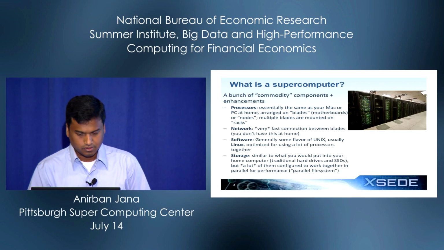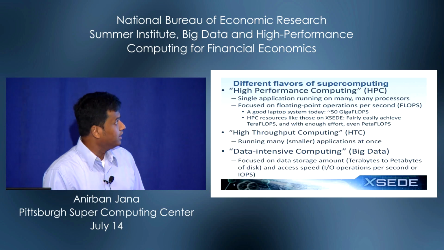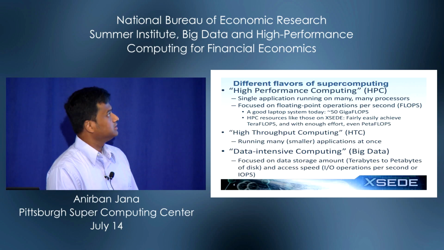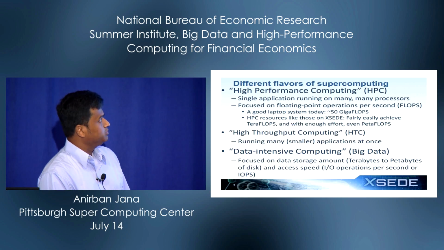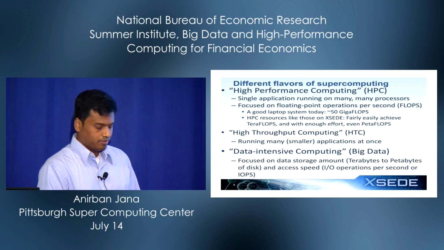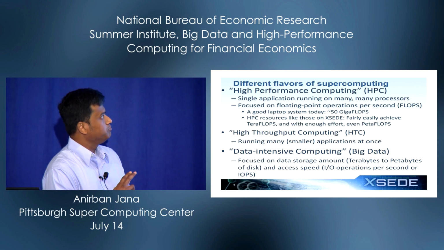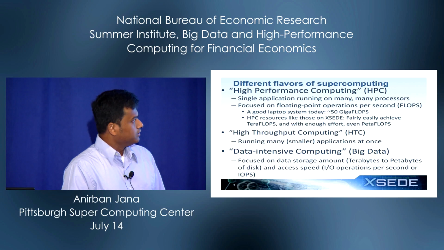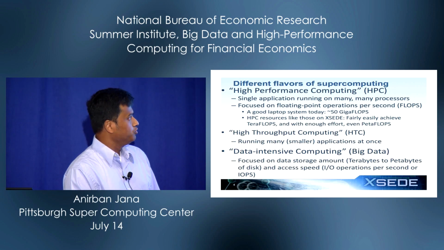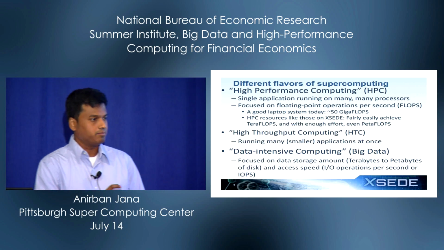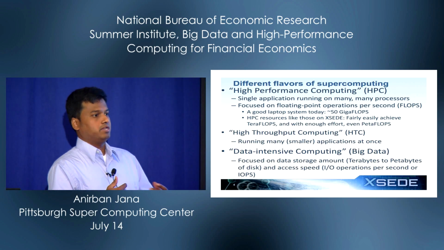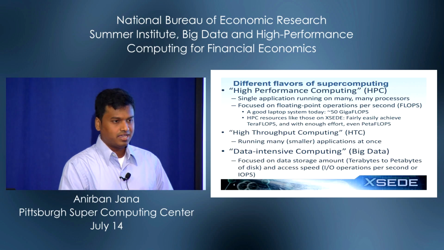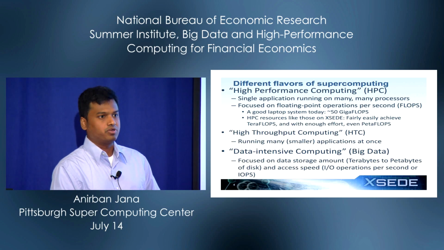Talking then about a few different flavors of supercomputing, the one that has existed for a while is high performance computing, or HPC, which typically means you are running a single application across many processors in a very tightly coupled way. The other one is high throughput computing, where you are running smaller applications, but running many of them at once. One instance that is very common in economics as well as engineering, which is my background, is just doing parameter sweeps.